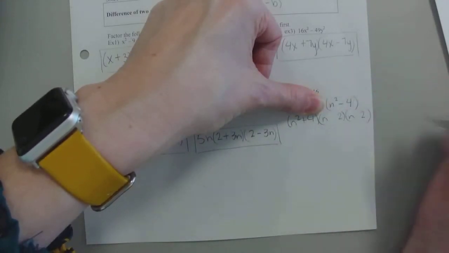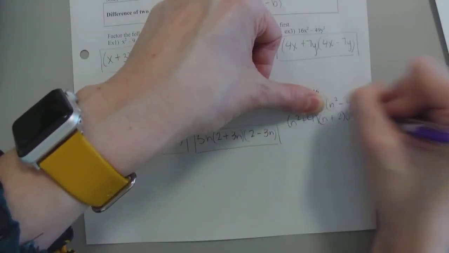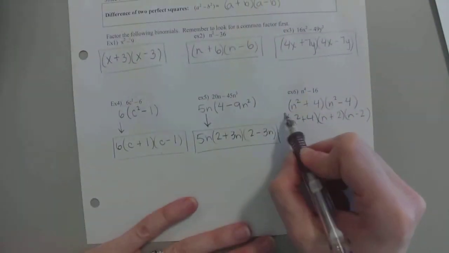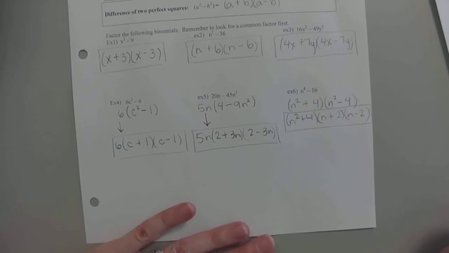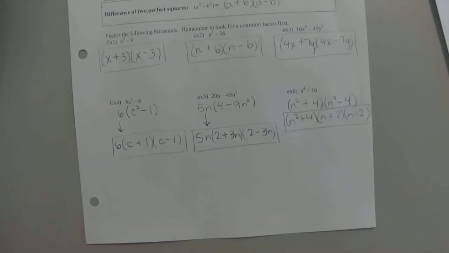What's the square root of n squared? N. What's the square root of 4? 2. And what do we need for the middle term to cancel out? A positive and a negative. Look at that. Why can't we do it with the positive one?